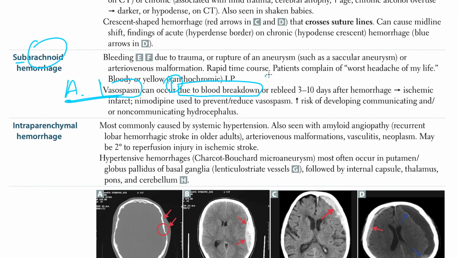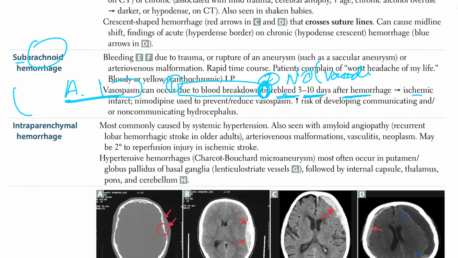Second thing is the damaged endothelium will not be able to release nitric oxide, which is normally vasodilating. So you will not be able to release nitric oxide, and all of this will cause release of vasoconstrictive factors. Those vasoconstrictive factors would lead to ischemic infarct. That's one thing. Or in another scenario, there is actual rebleeding within 3 to 10 days after the hemorrhage.